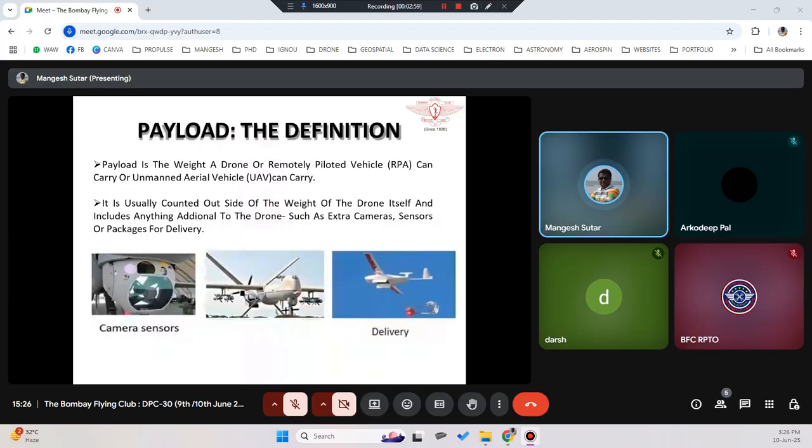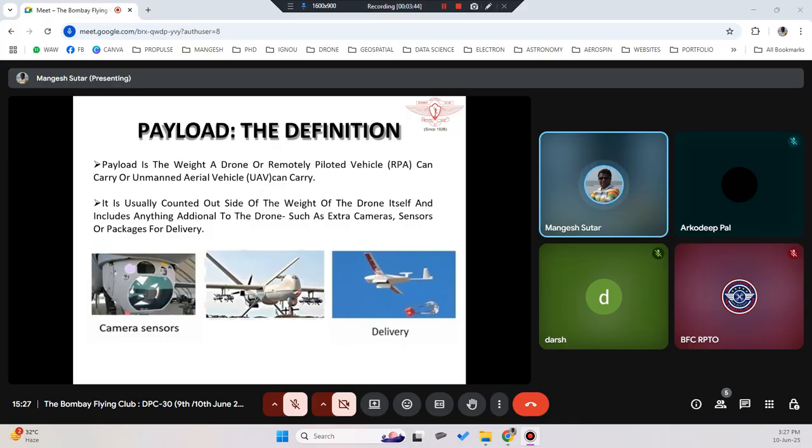If you see the payloads, the definition of the payload is the weight a drone or remotely piloted vehicle or unmanned aerial vehicle can carry. It is an additional weight compared to the drone weight, usually counted outside the weight of the drone itself. That's why when we are defining the class, we are not actually defining the drone weight. It is the total weight. That's why it is called MTOW, maximum takeoff weight. When we are talking about MTOW, we are talking about drone weight plus the payload weight, whereas the drone weight is just an independent weight, just a normal vehicle weight.